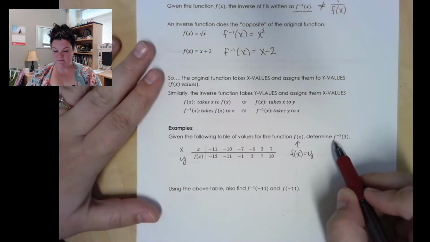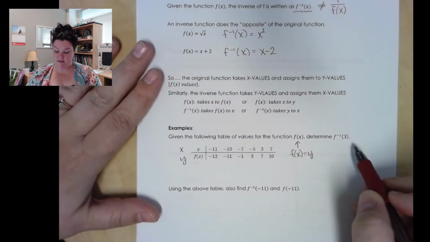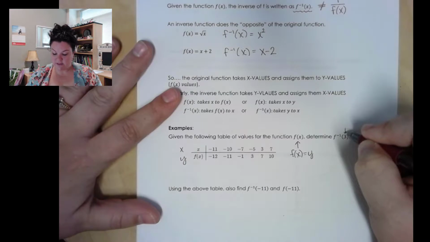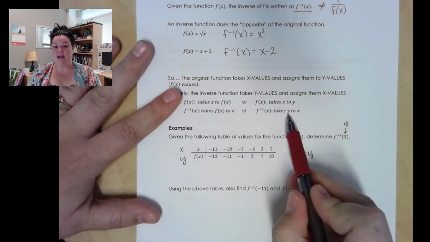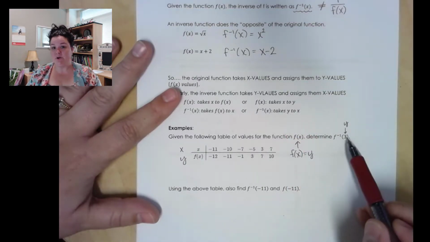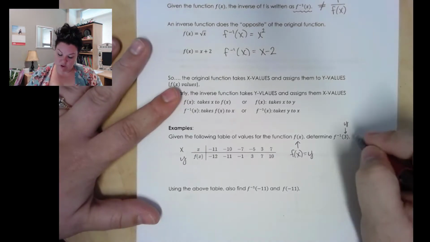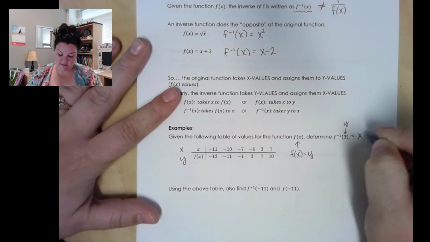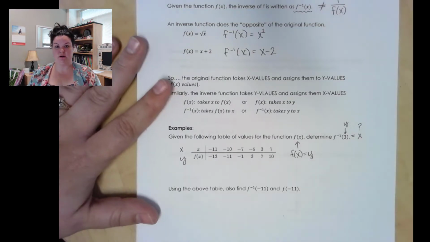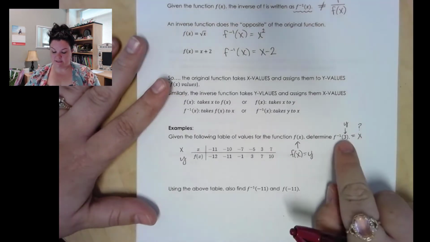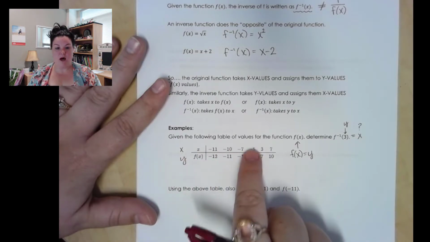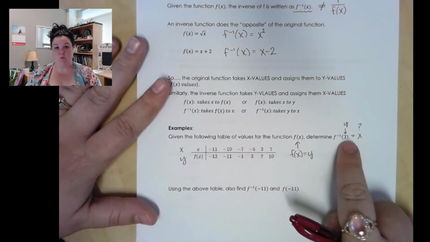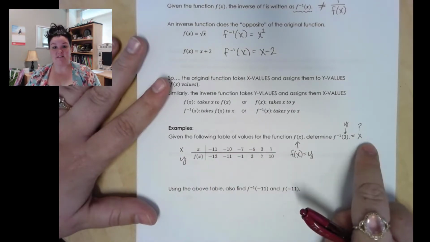So if I want to do f inverse of 3, that means whatever's in here, because it takes a y to an x value, my input on an inverse function is actually the y, and we're looking for the x, okay? That's what we're looking for here. So instead of looking for the x to find the y, they're giving me the y, and I have to find the x for that.